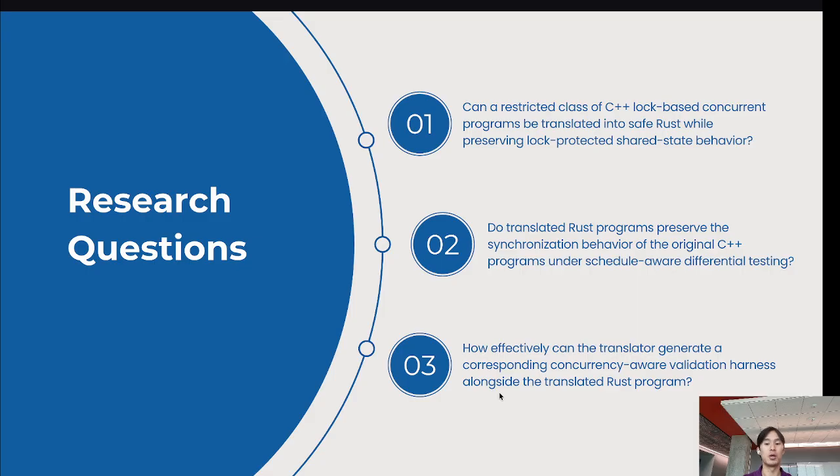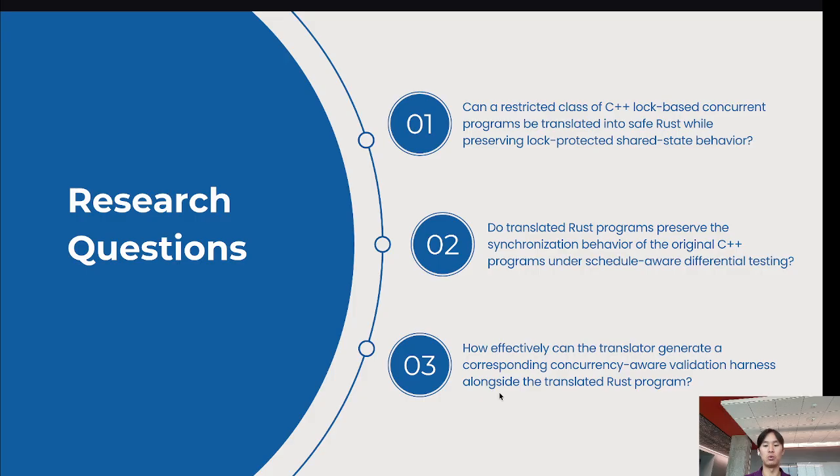So our first research question is, can a restricted class of C++ lock-based concurrent programs be translated into safe Rust while preserving lock-protected shared state behavior? What this pretty much means is, can C++ concurrency programs be translated into safe Rust? That's it.